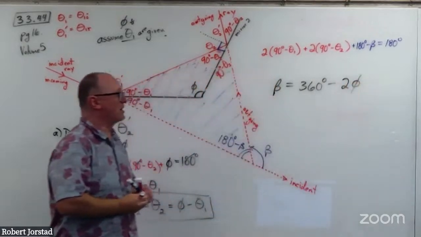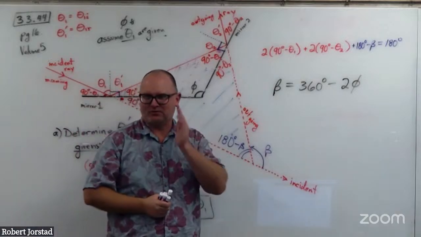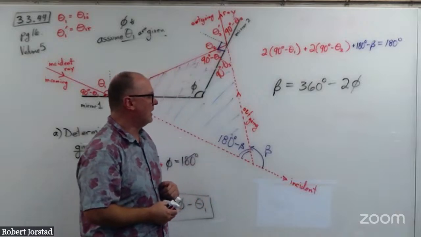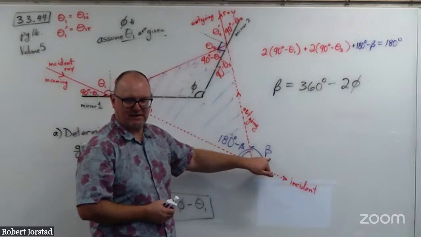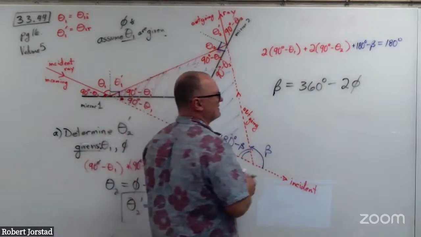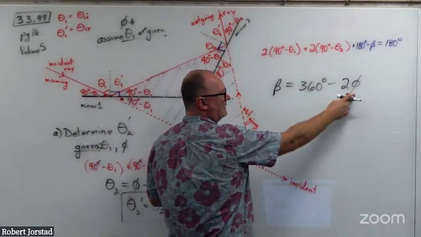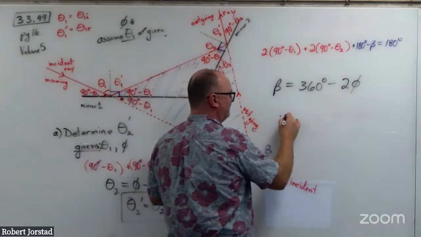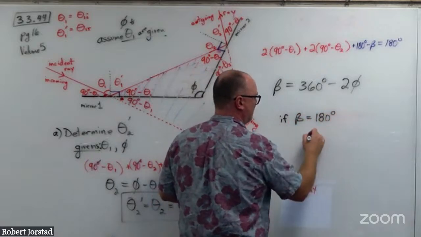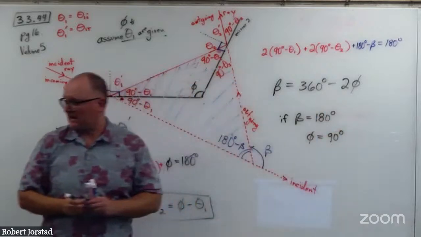The fun part about this is, what angle do we need to retro reflect a beam, to point the beam straight back? Well, if beta is equal to 180 degrees, the beam's going straight back, right? So if beta is equal to 180 degrees, phi must equal 90 degrees. And I've got that case right here.